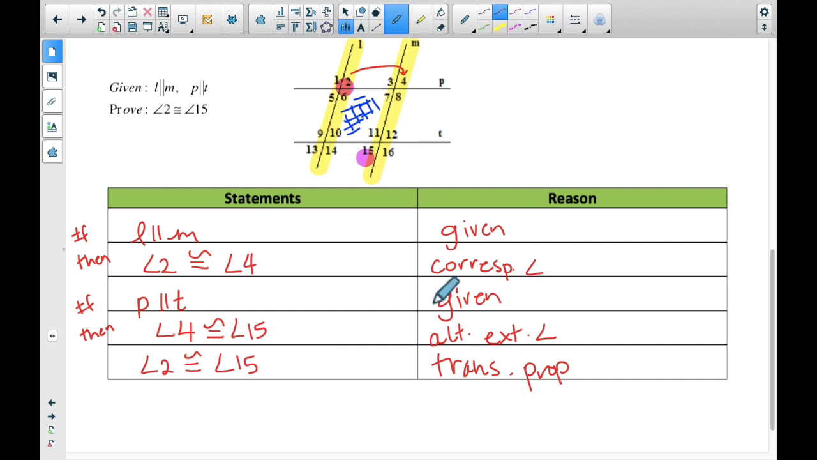Okay, let's check and see if my transitive is right or not. So I said originally 2 is congruent to 4, and then 4 is congruent to 15. I cut out the middleman, and I say 2 is congruent to 15. That's the transitive property.